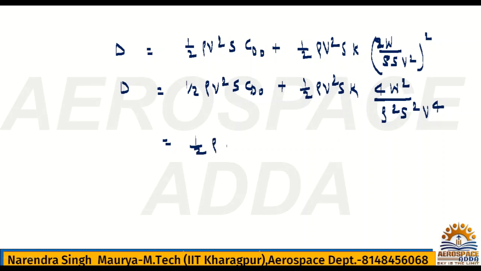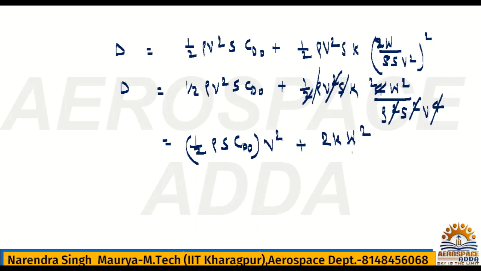What we'll get? Half rho S CD naught V square plus, check, 2 and 4 is 2. Now check density: we have rho, and one density will be cancelled out, one S will be cancelled out, and V square will be cancelled out, so we get one V square because it is V to the power 4. What will we get here? So we got 2 K W square divided by rho S, 1 upon V to the power 2. Yes or no? This is the value we will get here, which is nothing but 2 K W square divided by rho S V square.